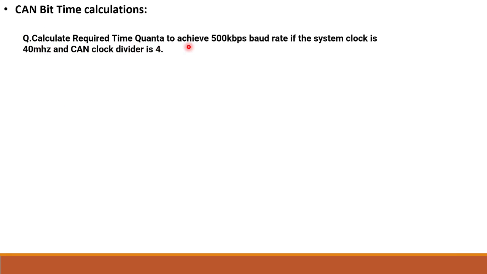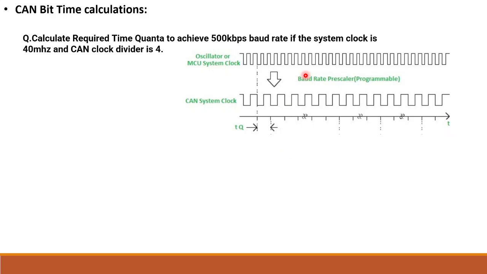Calculate the required time counter to achieve a 500 kbps baud rate if the system clock is 40 megahertz and the clock divider is 4. This diagram we have already seen earlier. In the question they mention that 40 megahertz is the system clock and the baud rate prescaler is 4. 40 divided by 4 gives the CAN frequency of 10 megahertz. That is, f_CAN is the system clock of 40 divided by the baud rate prescaler of 4, which gives 10 megahertz.